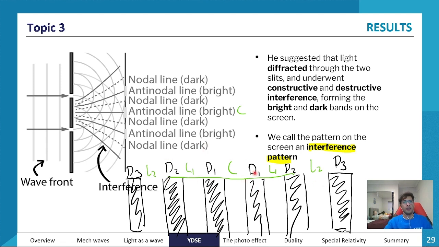So what's happened is that in the center, we have something called antinodal lines. Antinodes is basically just a fancy word for constructive. Antinodal lines, constructive lines. But in this scenario, we like to use the words antinodes and nodes. So in the middle, we have constructive interference, or antinodes. Next to that, we have two dark patches.